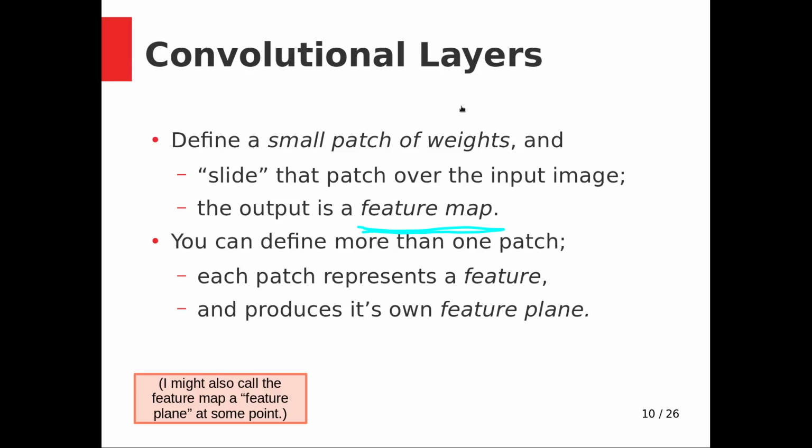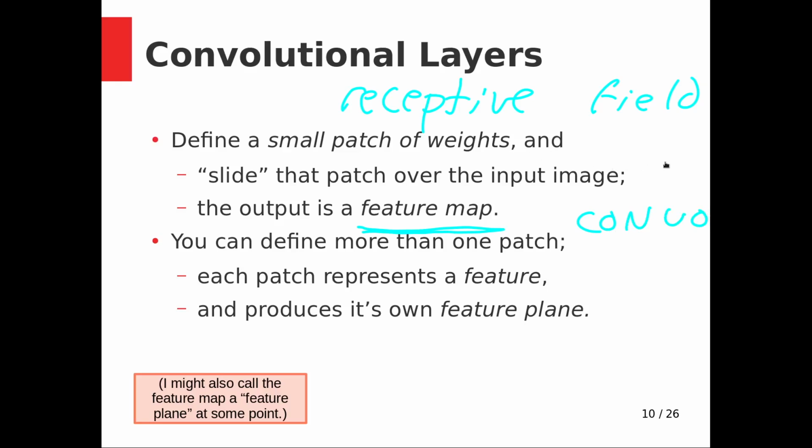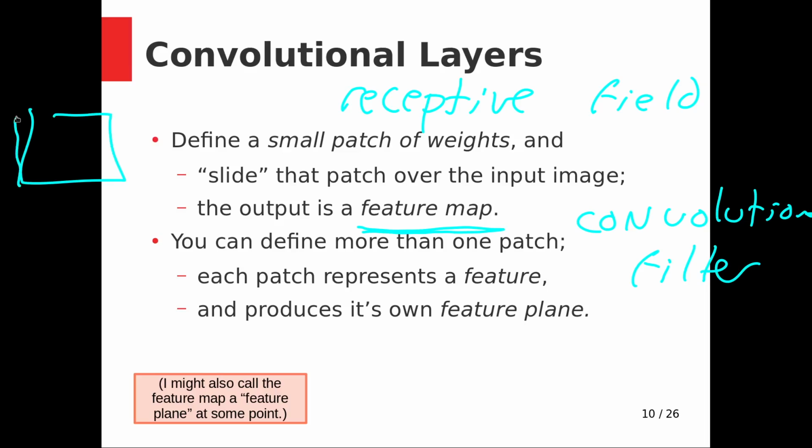So notice that this lines up with the whole receptive field thing, right? Because each neuron is getting input from only a subset of the input image. And this lines up with the convolution filter idea, where the convolution is represented by the pattern in that patch of weights. This little patch of weights is defining a convolution filter or kernel, right?